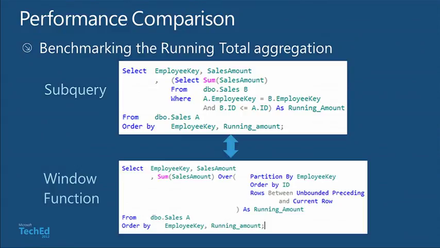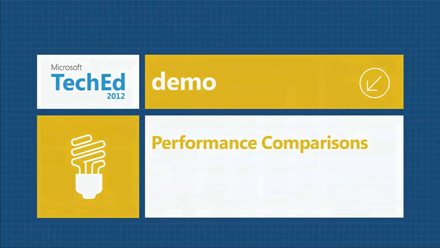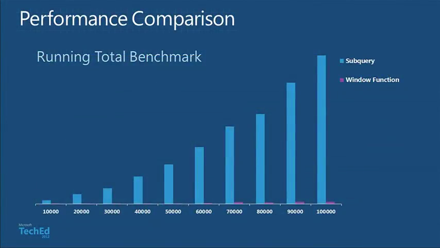So I already collected these 10 points for you, and I plotted the chart like that. As you can see, as the rows increase from 10,000 to 100,000, the subquery execution time increased exponentially, but the window function is only increasing in a linear fashion.